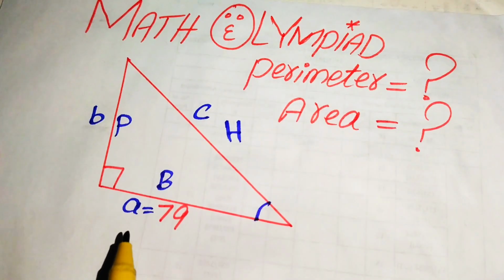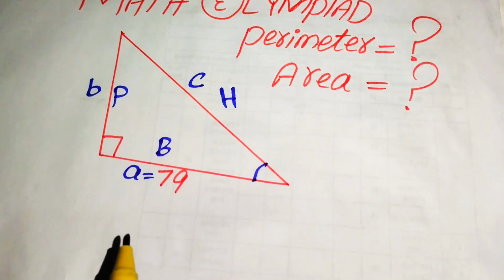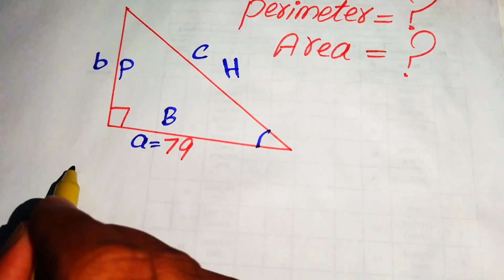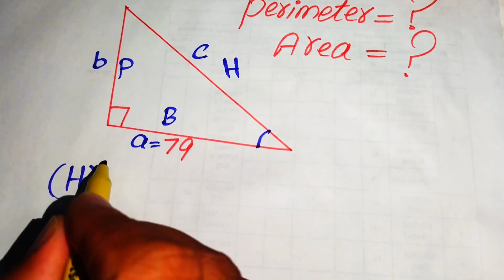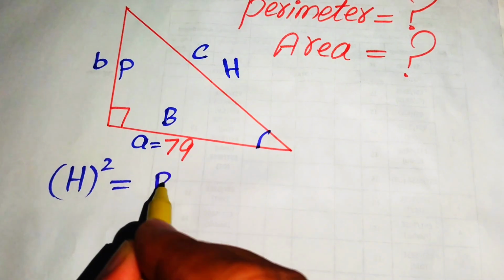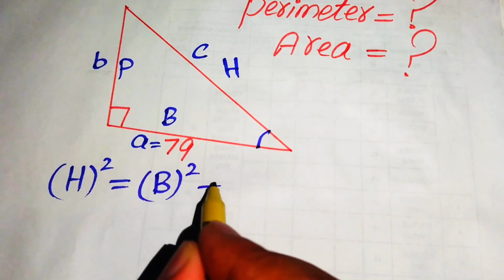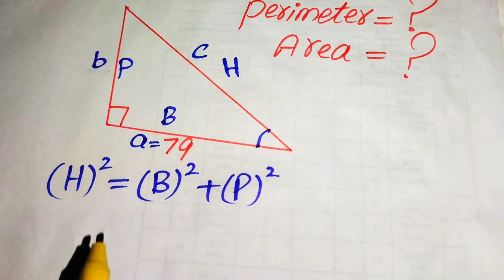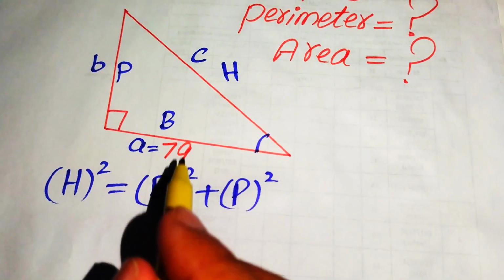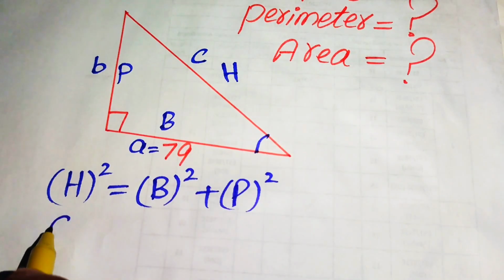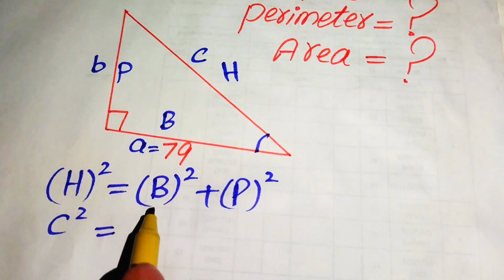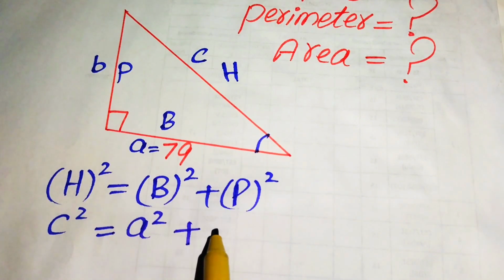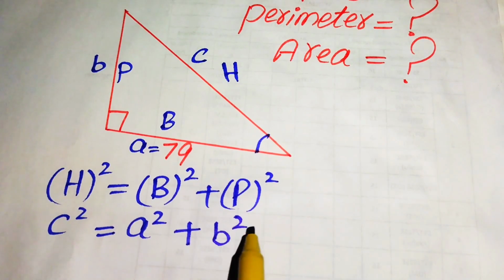Because this triangle is a right triangle, we use the Pythagoras theorem. According to the Pythagoras theorem, hypotenuse square equals base square plus perpendicular square. So this is the Pythagoras theorem. We substitute the values here. We denote our hypotenuse by c, so it will become c square. We denote our base by a, it becomes a square, and we denote perpendicular by b square.